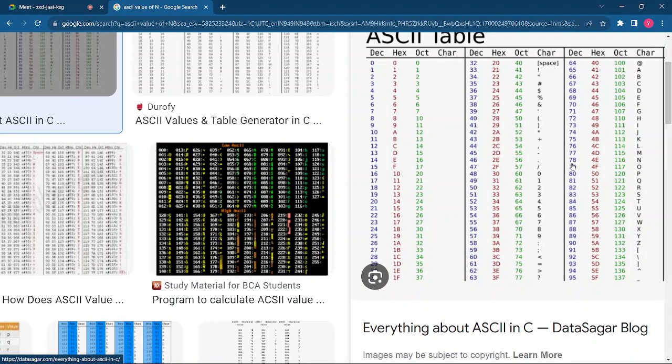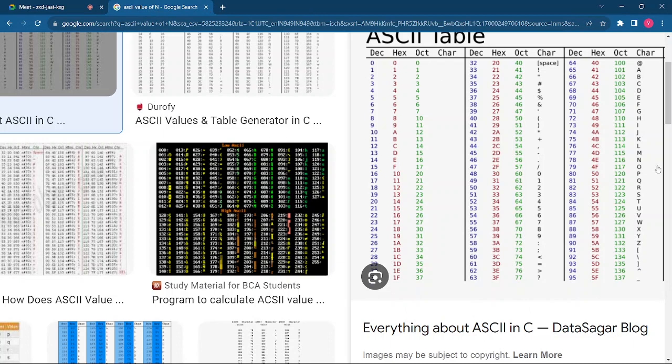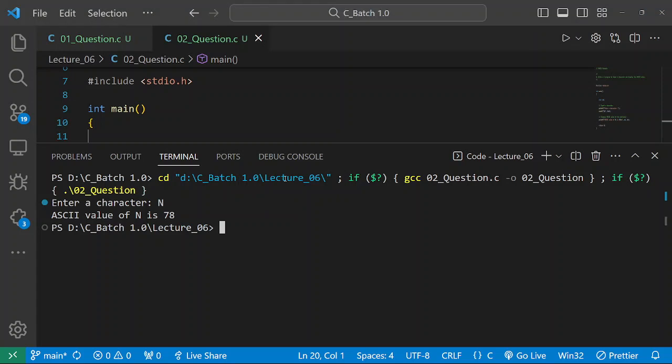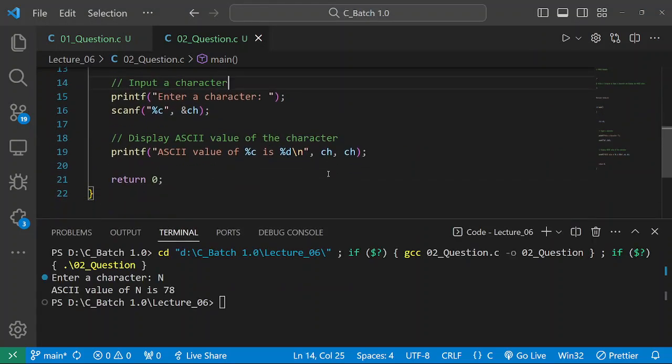So for 78, you can see here n. Is it visible? You can see for the value 78, the ASCII value is n. Is it clear? Yes. So the simple thing we are doing is presenting that character, whatever symbol you're writing.